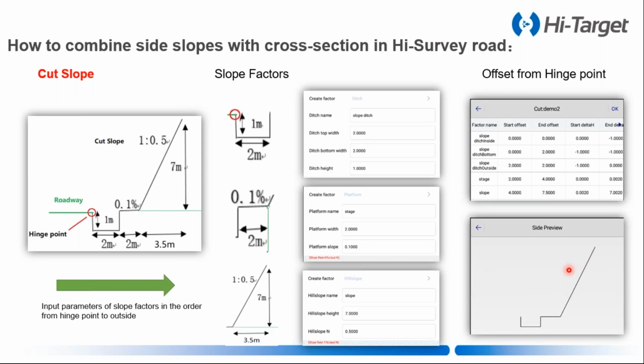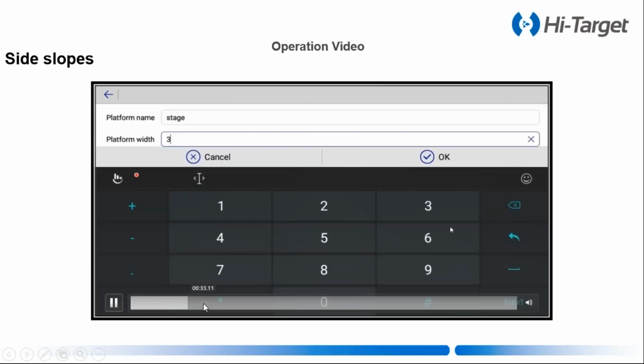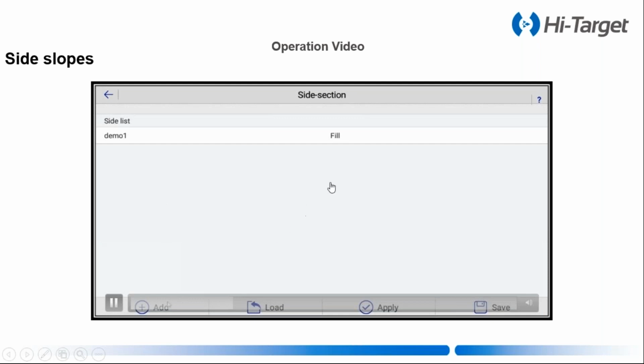Okay, then let's see the operation video about the side slope, how to combine this side slope with our cross section in highway road. In this road design, we input the parameters in the side sections, means side slopes. We create the field slope. This one is for field slope. You can see after we input the parameters.